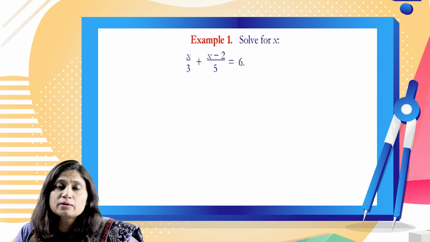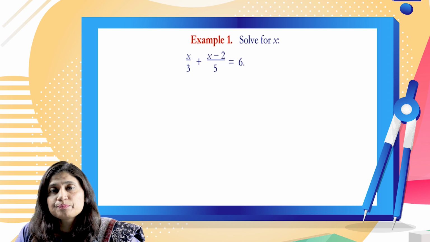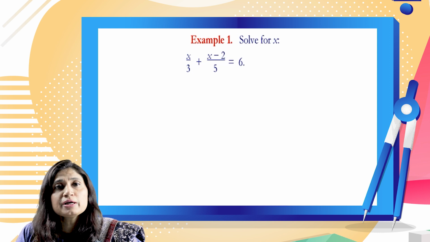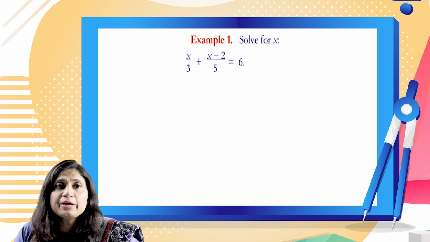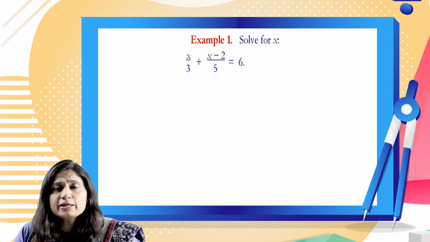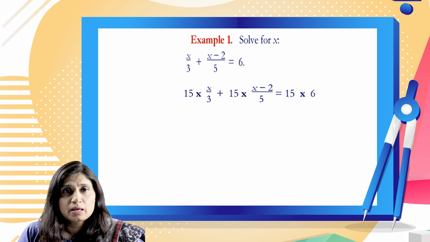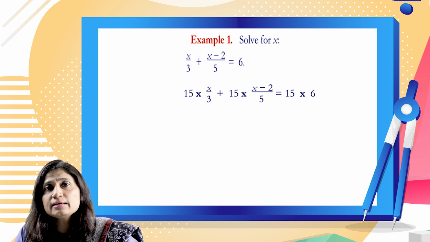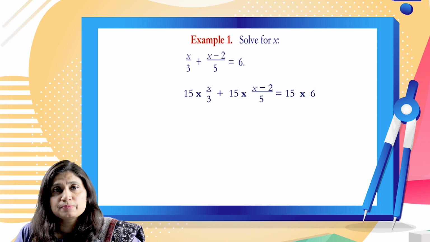Look at this equation. You can see that it's an algebraic equation which involves fractions. Now what do you think? What can be the first step? If you look at the denominators, you can see that we have 3 and 5. So first of all, you will take the LCM. What is the LCM of 3 and 5? 15. So what you will do? To clear the fractions, you will multiply both sides of the equation by 15. When you multiply, you will get a linear equation without fractions.